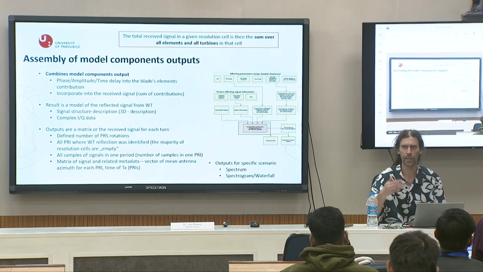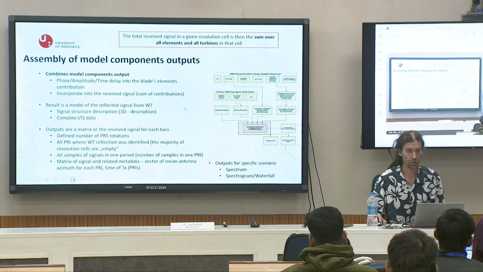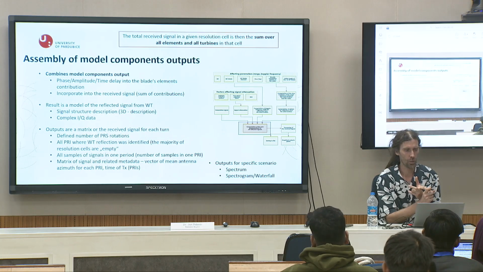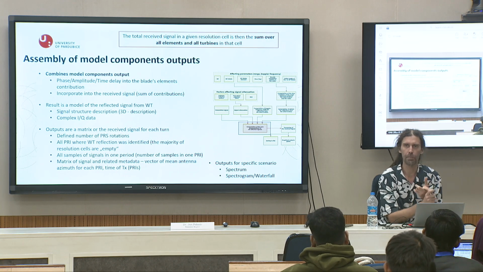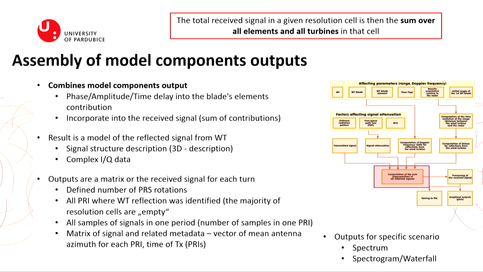And complexity is growing very quickly. The result of the model is the reflected signal from the wind turbine. I will show you the signal structure description. It is a 3D matrix and contains complex IQ data, so amplitude and phase are important. The output is metrics of the received signal in each turn.